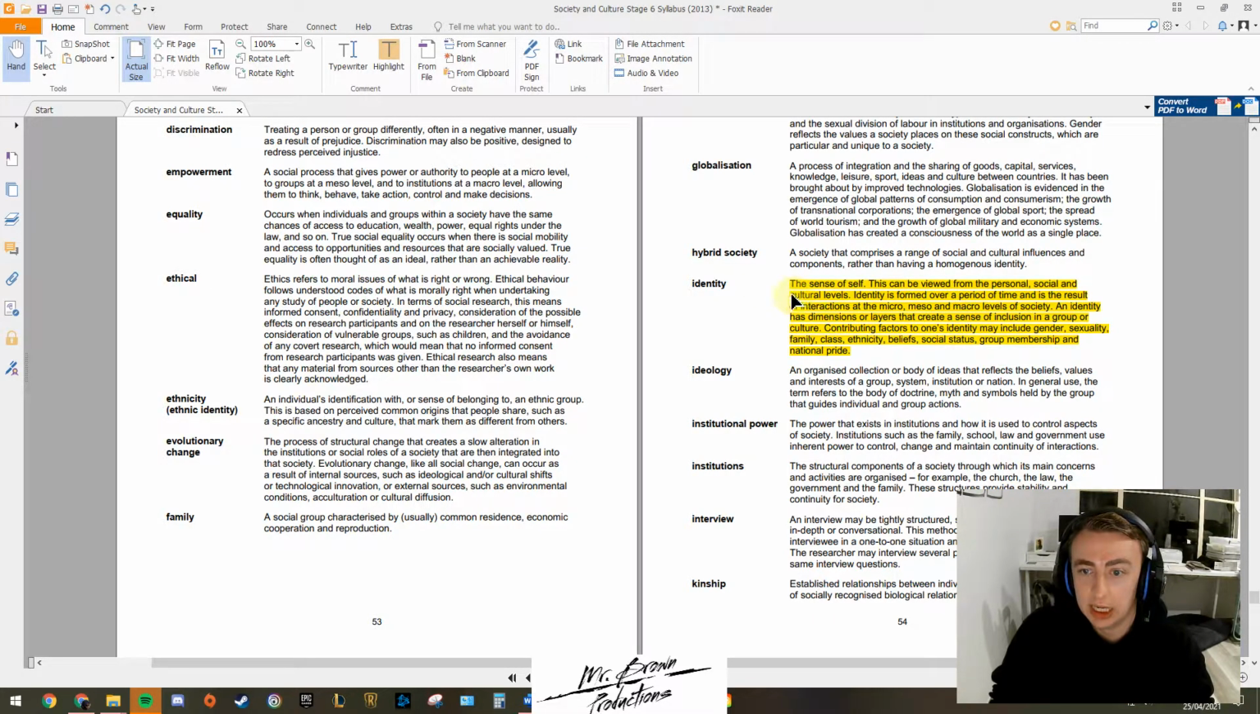So for example, your cultural identity can be shaped at an interaction at a micro level by your parents' beliefs and values and them imparting onto you, for example. At a meso level, we can look at this idea of your social identity can be shaped by school. So we've got that meso and school interaction happening there.